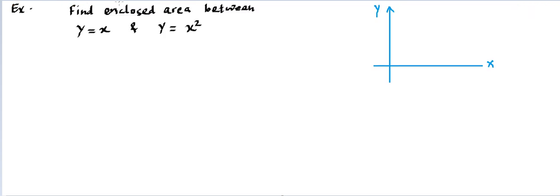So here is the example. It says find the enclosed area between the y equal to x graph and the y equal to x square graph. So we need to find the enclosed area between these two graphs. First of all, we need to draw these two graphs. Let's draw the y equal to x graph. We know the y equal to x graph is going to pass through the origin and be a straight line. So it's going to be a straight line like this.